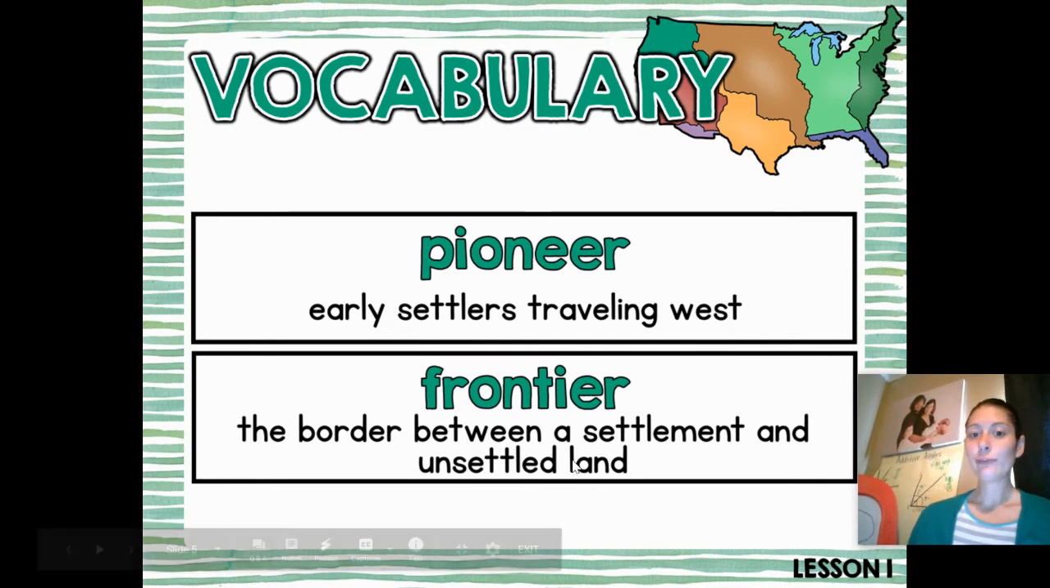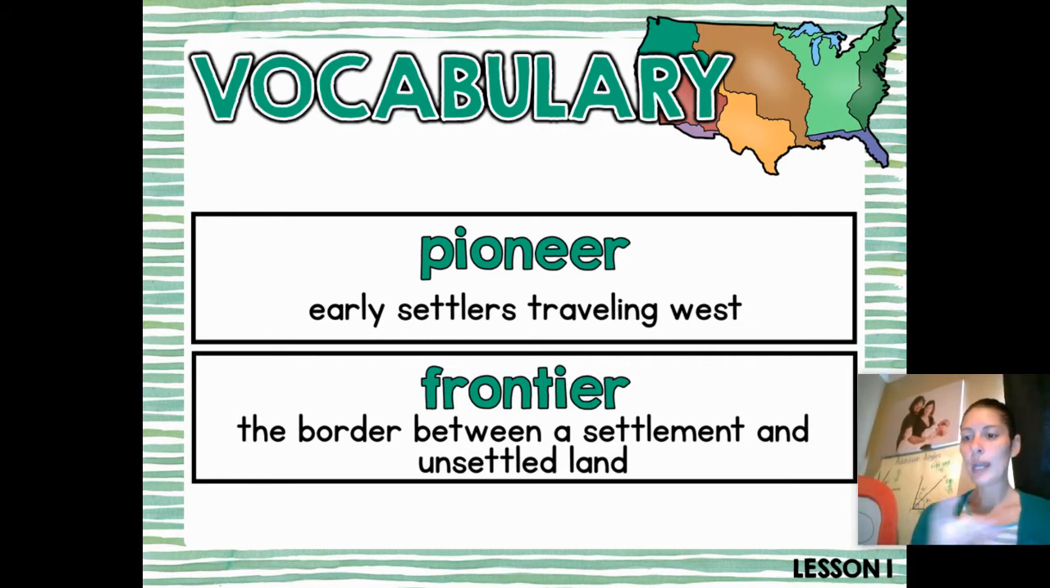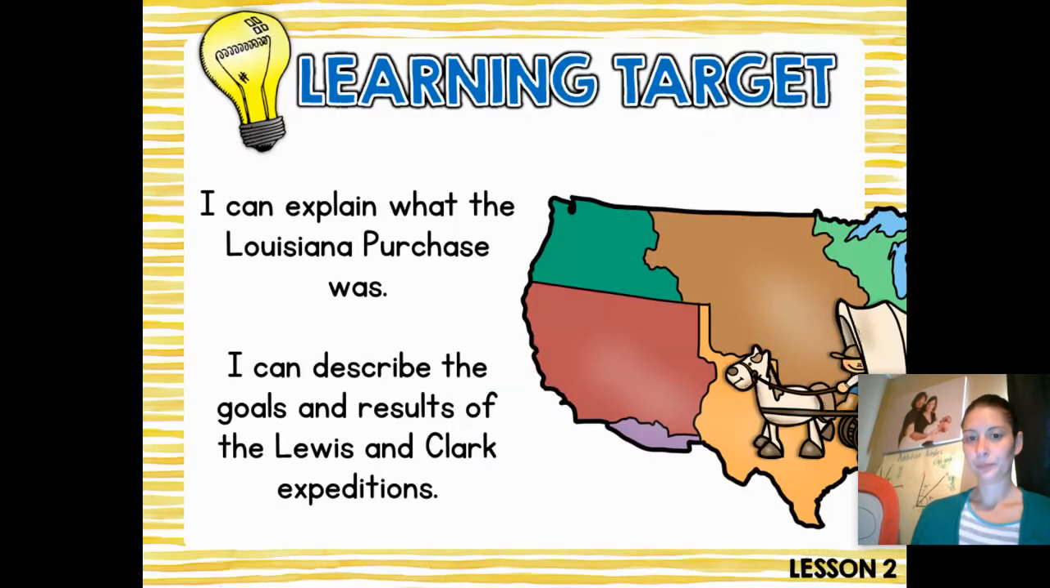Okay. And the frontier is the border between the settlement and the unsettled land. So settlement means that's where people live. That's where people have already set up location and they already reside there. Unsettled land is land where nobody has made it their homestead yet. Nobody has moved their houses there yet. Okay. So they consider that unsettled.